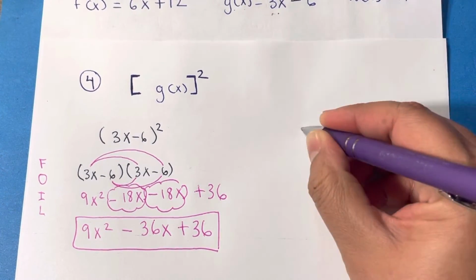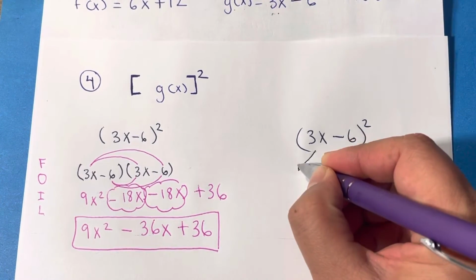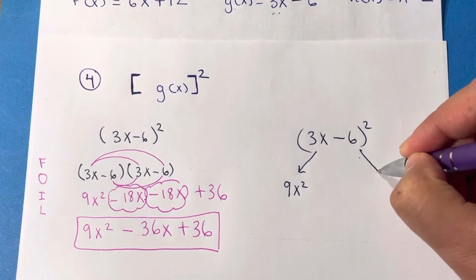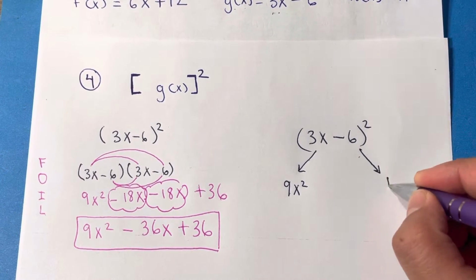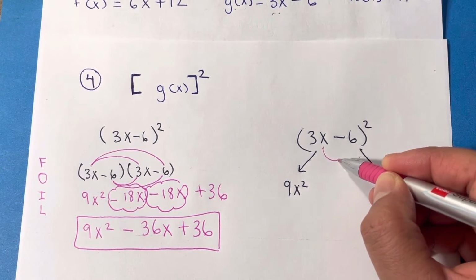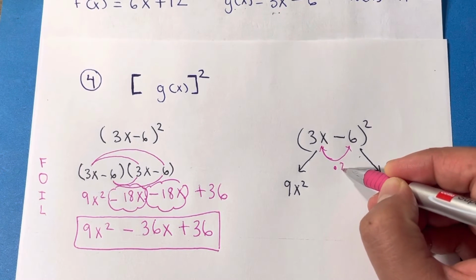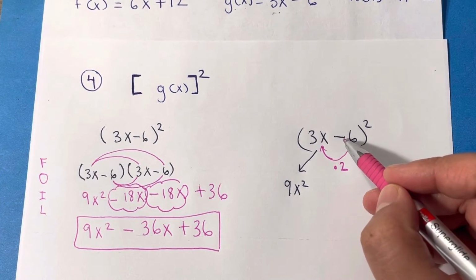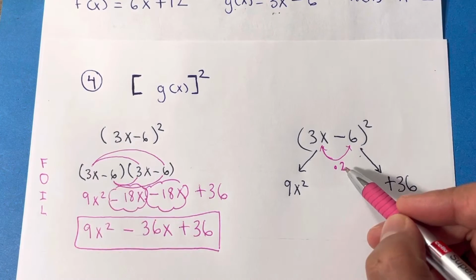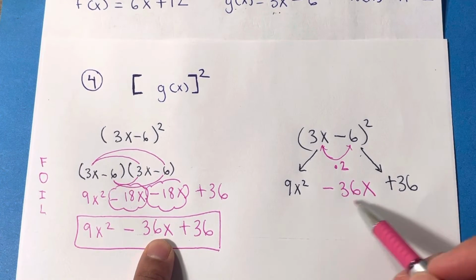Now, when we have a perfect square, this is the short way to do it. You square that. 3x times 3x is 9x squared. You square that, and negative 6 times negative 6 is positive 36. And then for the middle term, you always multiply the first term times the second term, and you're going to double that, meaning multiply times 2. So 3x times negative 6 is negative 18x. Times 2 is going to be negative 36x. So that's where this term comes from.